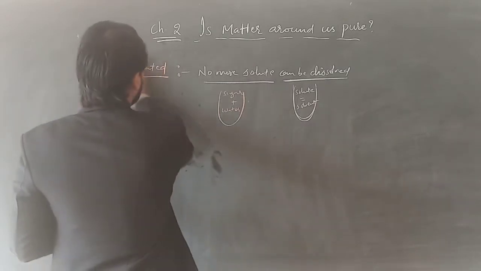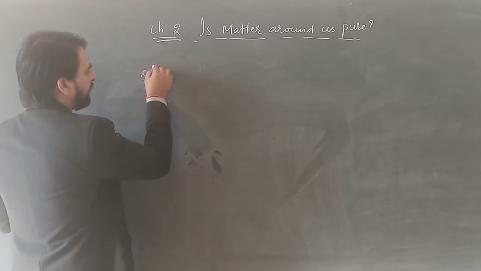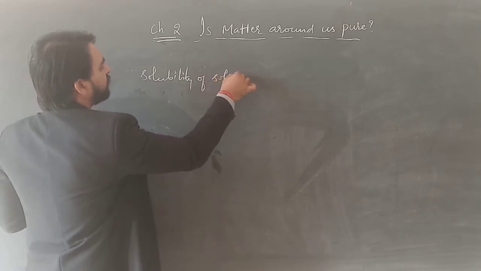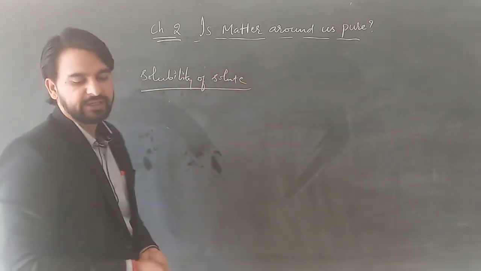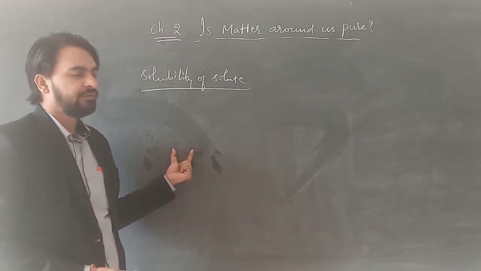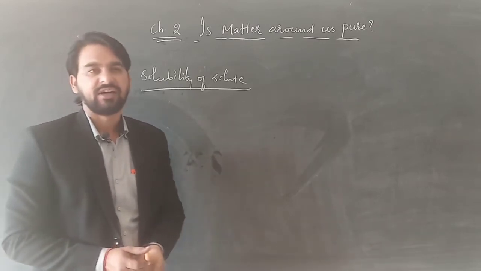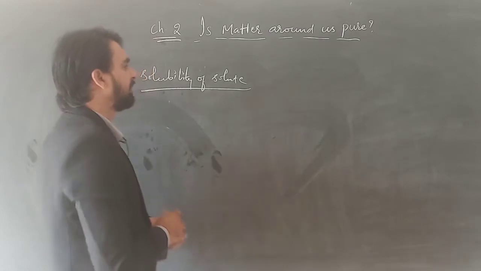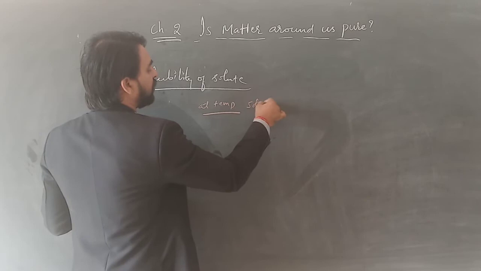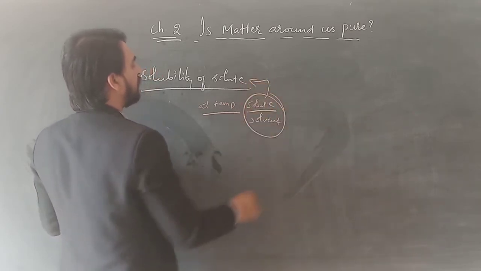Then what about the solubility of solute? The next term about which I am talking is the solubility of solute. What do you mean by this solubility? Solubility means it is the amount of solute which is getting dissolved in a given amount of solvent at a particular temperature. That means at some particular temperature, the amount of solute which is getting dissolved in the solvent can be defined as the solubility of solute.